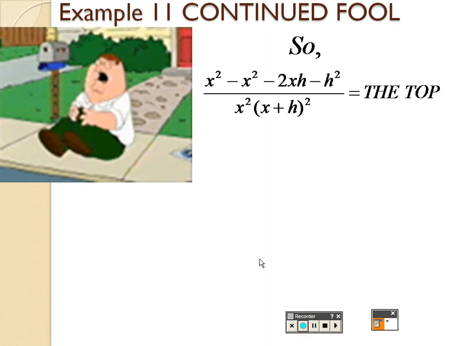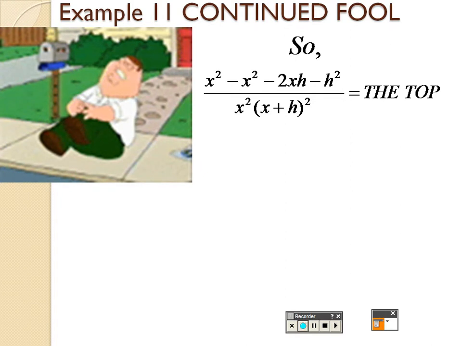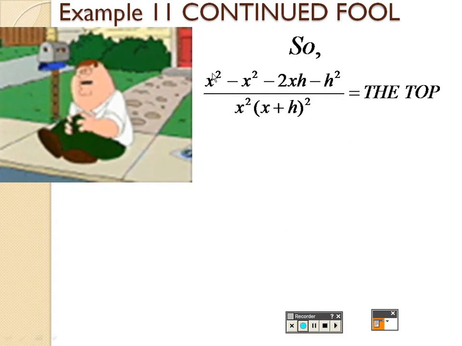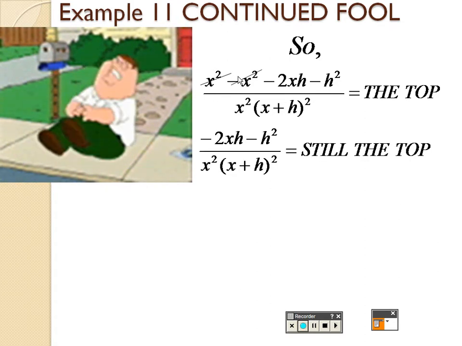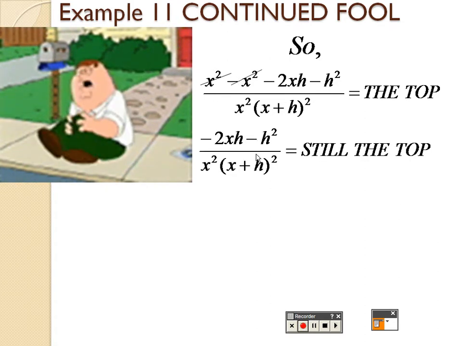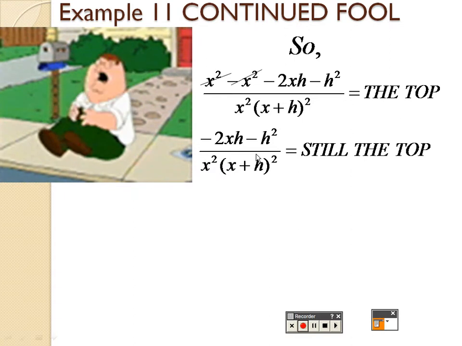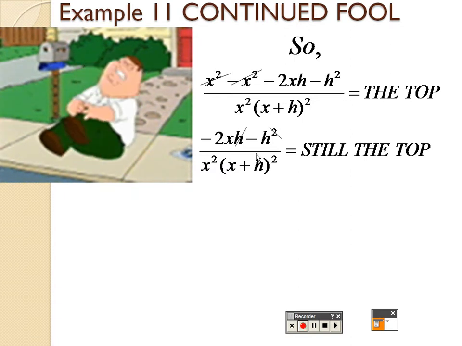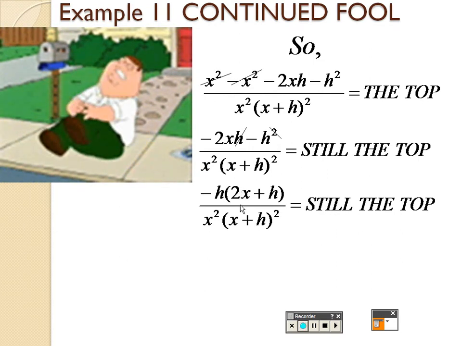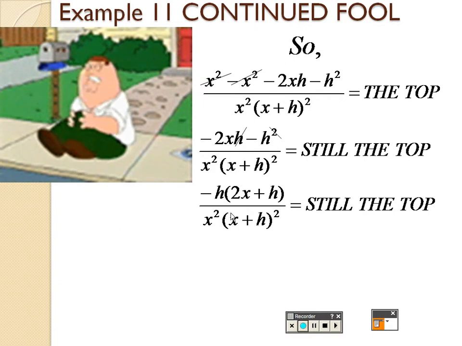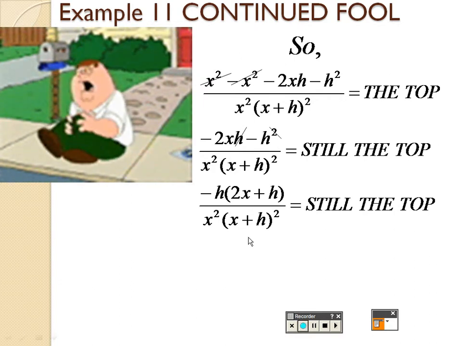So this is what we got on the top. Well, we need to take out what is in common, and that happens to be these x's. These x's here cancel out, the x squared minus negative x squared, leaving us with this. Well, this is still just the top. I can also take an h out, and by doing that I end up with a negative h when I take that out, and a 2x plus h over x squared times x plus h squared.